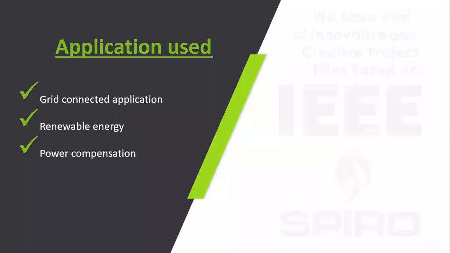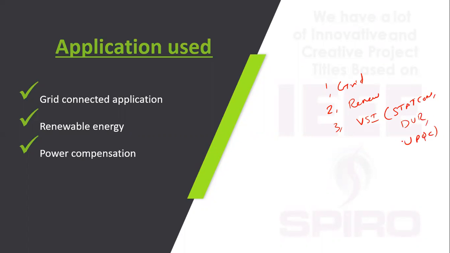Mainly this proposed concept is used for grid connected applications. Second, we use solar panels for renewable energy applications. Third, power compensation technique, because we use the voltage source inverter. In case the grid has issues, this concept can be used for STATCOM, DVR or UPQC, some power compensation FACTS devices. This proposed converter is also used there.